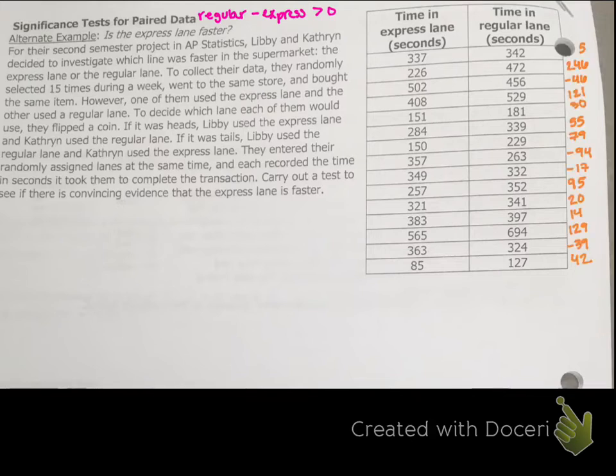So I'm going to do that for each one of these. Each one of these pairs, I'm going to do regular minus express, and write the difference over here on the side. Some of them were positive, some of them were negative. Nonetheless, write the difference on the side.